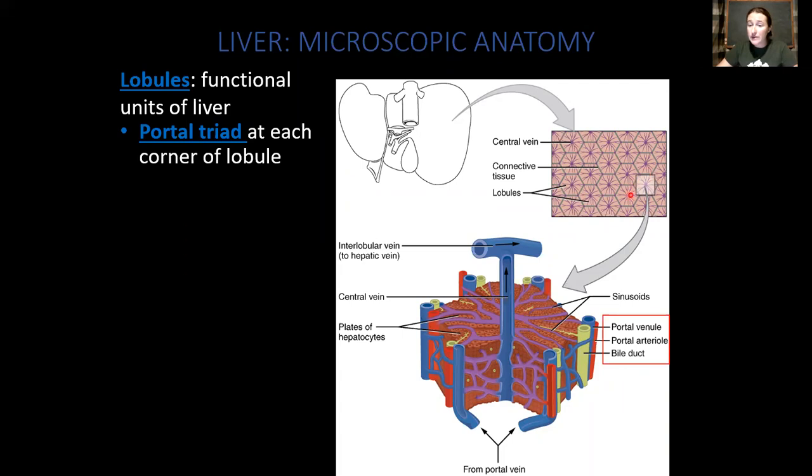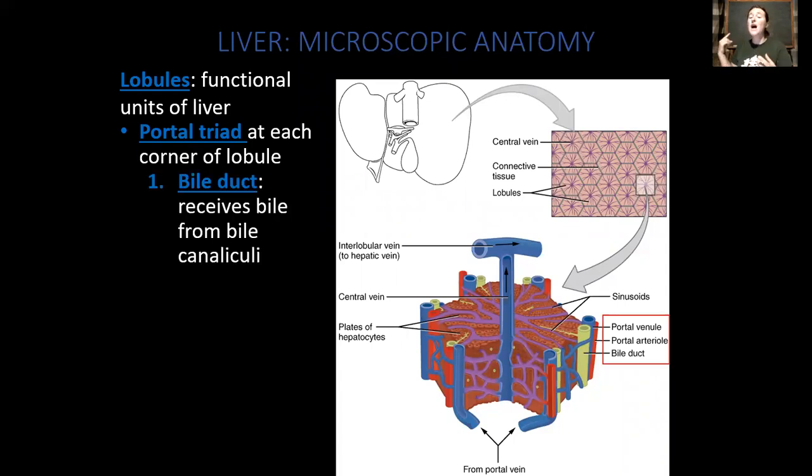And so let us focus in on one of these lobules and take a look at the blood supply as well as where the bile is going. At each of the corners of the hexagon, there are three different vessels. The three vessels collectively are called the portal triad. One of the vessels is called the bile duct. And bile in this system is always going to be shown to us in green because it's green in real life. And so this bile duct is going to be receiving bile that is made by the liver cells.